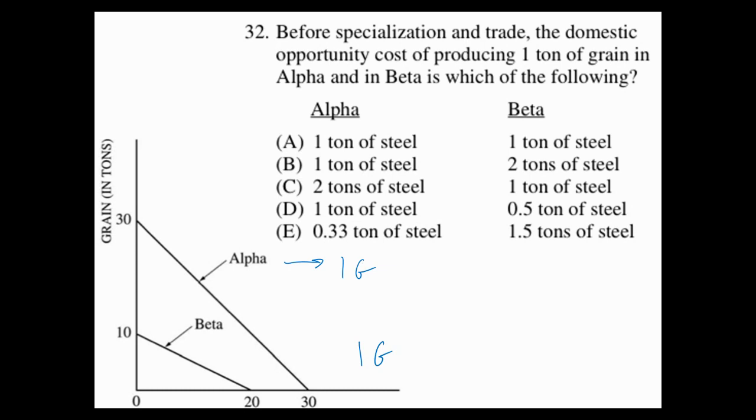So this is output data, so output data would say other over. For alpha to make one grain, 30 over 30. So to make one grain, their cost is 1 ton of steel. And for beta, other over, so that'd be 20 over 10. For one grain, that would be 20 over 10, which would be 2 steel. And that should get you the answer B.